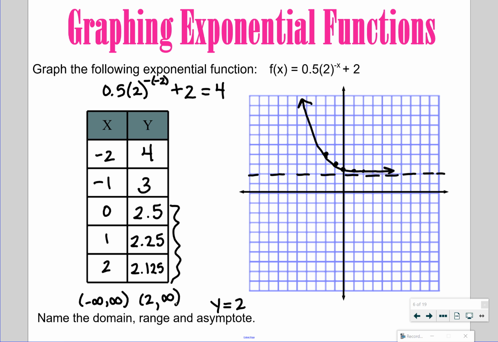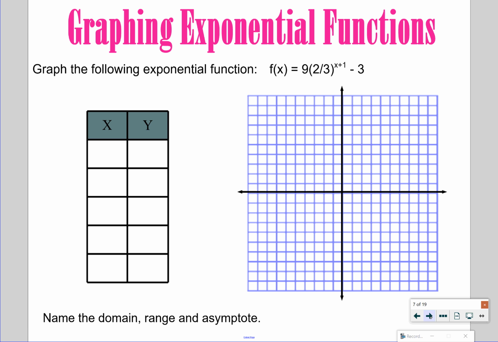Okay, let's try another one of those. Here we have 9 times 2/3 to the x plus 1 power minus 3. And again, I'm going to start with negative 2 to 2. And then from there, I can always make it more in my xy table if I need to. So let's say I was going to plug negative 2 into this function. It would look like the following. 9 times 2/3 to the negative 2 plus 1 power minus 3.